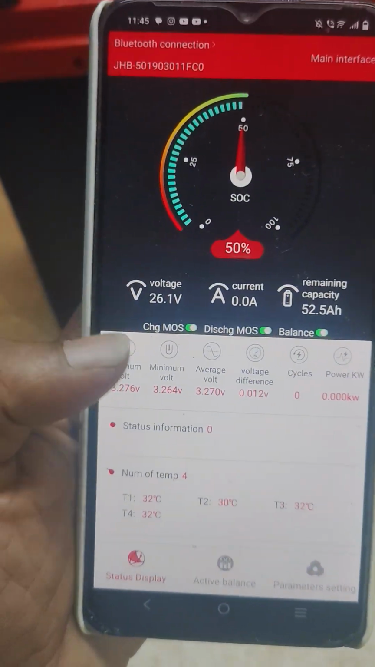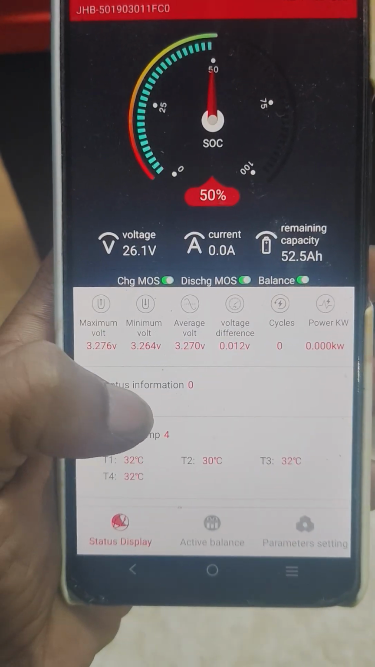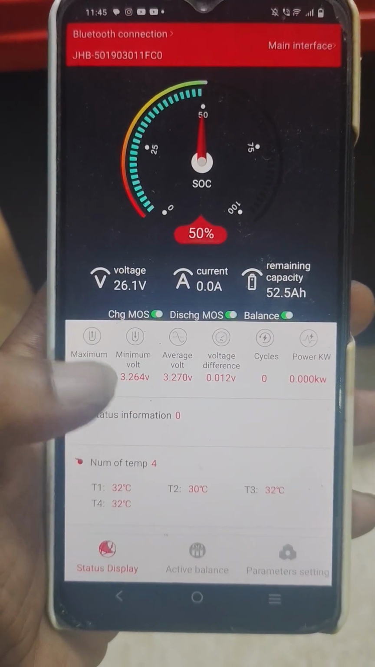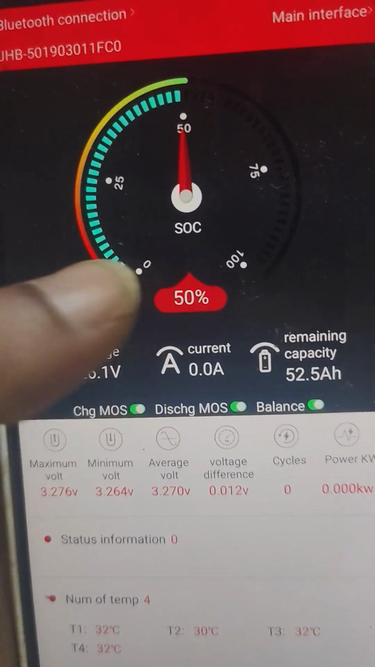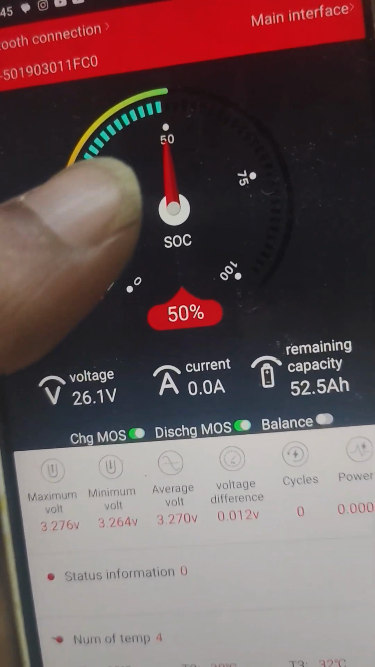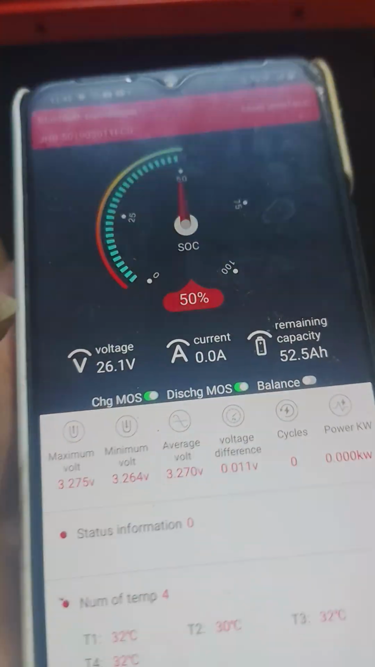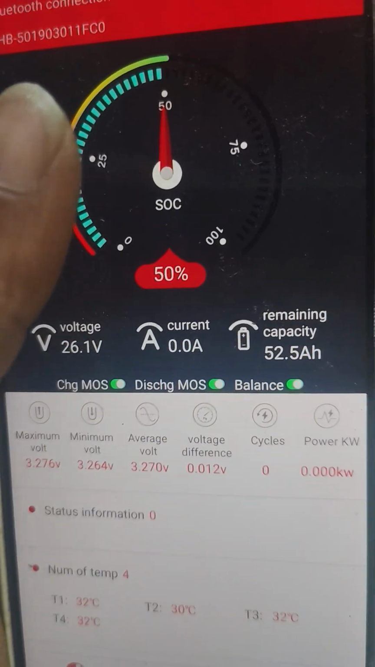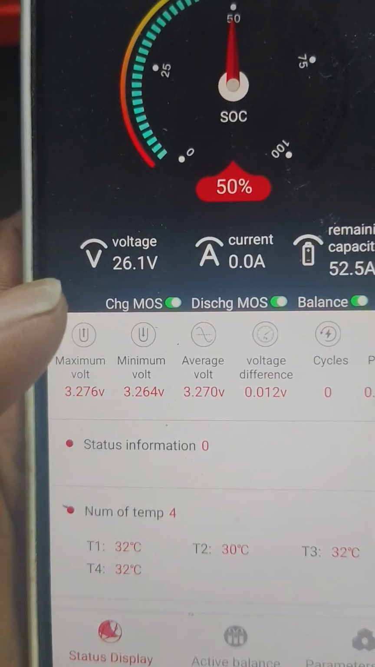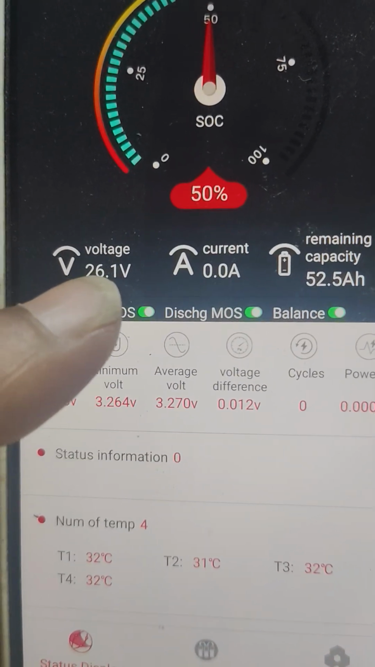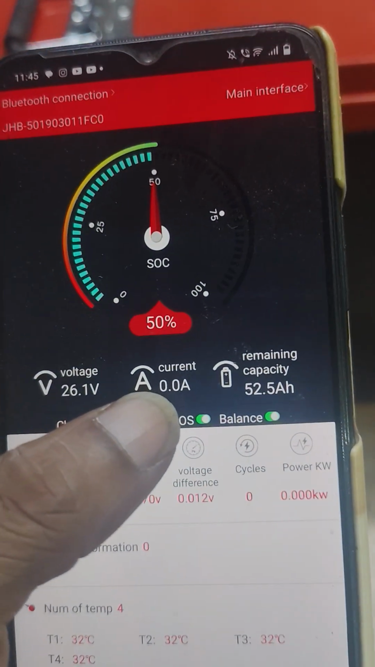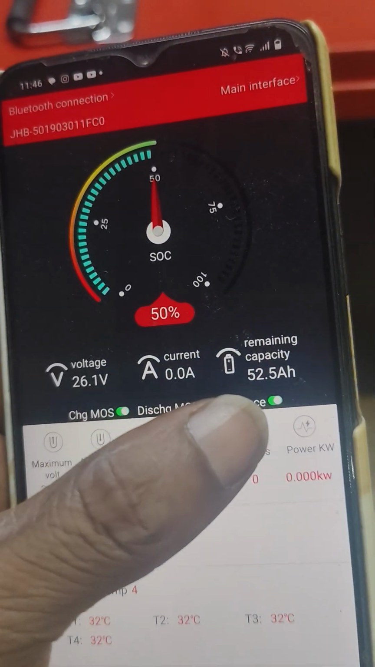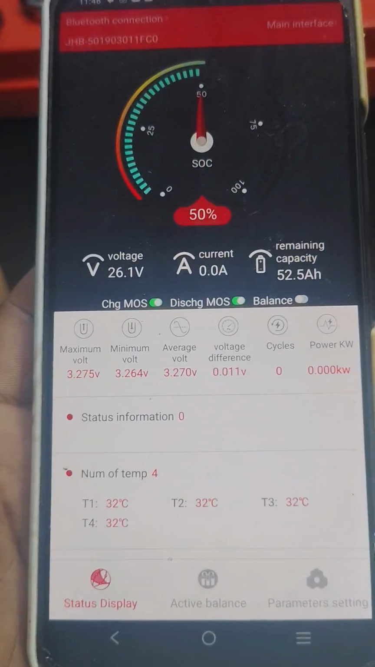The battery health you can check in this application, which is available in the Play Store named Smart BMS. We have used Daly Smart BMS. This is the state of charge, SOC, which means what percentage of charge is left in your battery before it drains completely to zero, and when it is fully charged it goes to 100%. Right now the instantaneous voltage is 26.1 volt, and as there is no intake or outtake of current to the battery, the current is zero. The remaining capacity is 52.58, and the total capacity of this battery is 1058. We have used EVE brand cells.